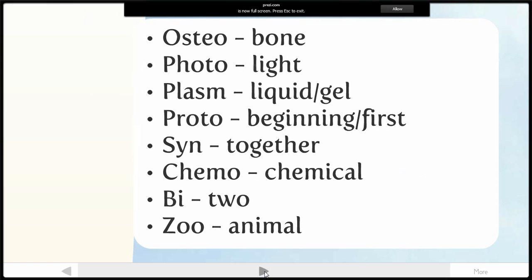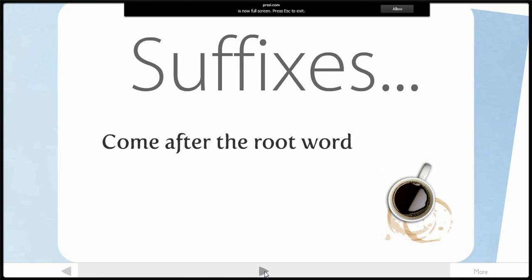Here's another block. Osteo means bone, photo means light, plasm means liquid or gel, proto means the beginning or the first, syn means together, chemo means chemical, bi means two, and zoo or zo means animal. All right, moving on to the suffixes. These would come at the end of the root word.